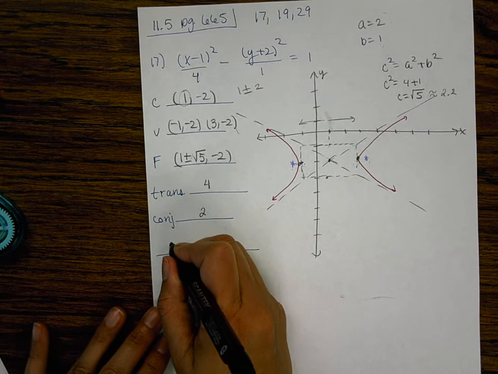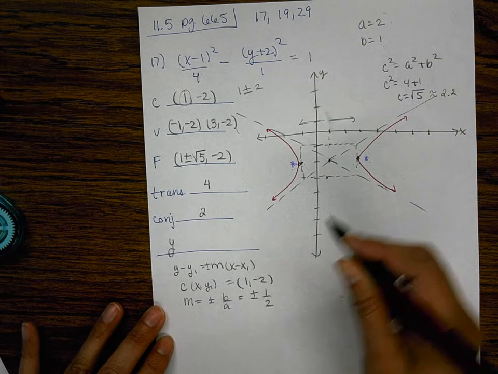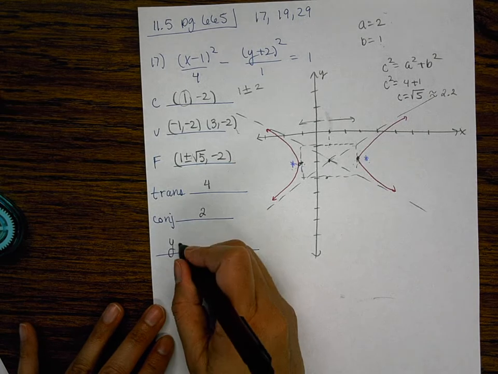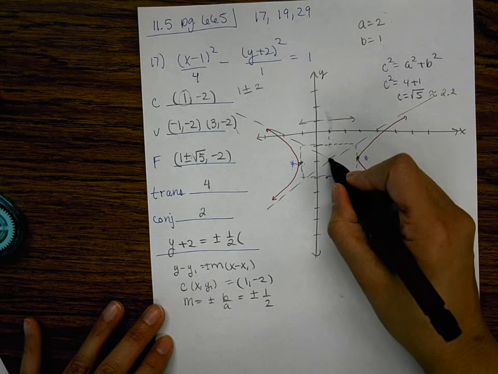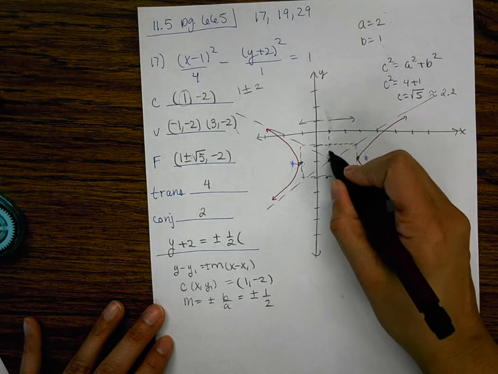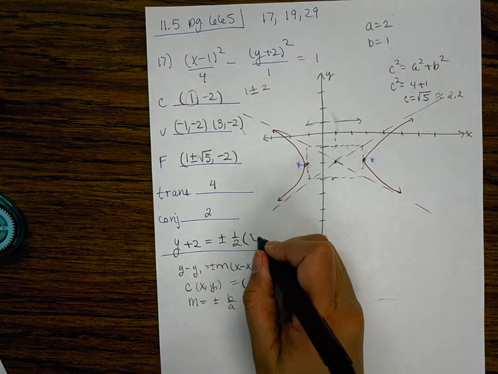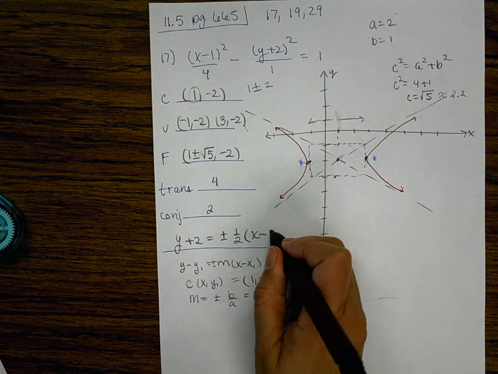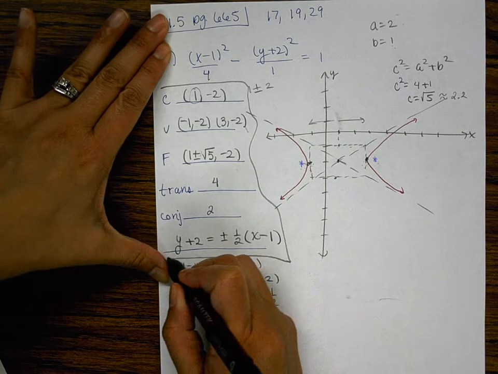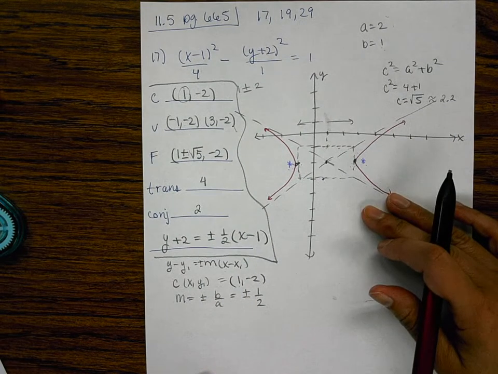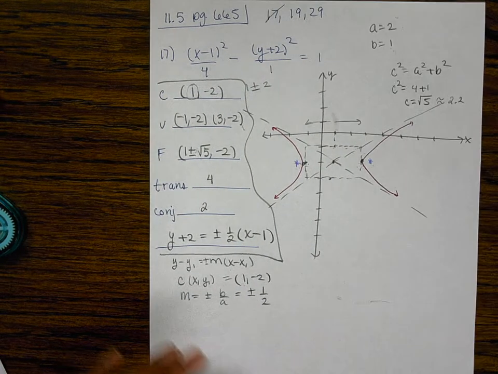Okay, so my center is what, 1, negative 2? So y minus negative 2, which would be plus 2, equals plus or minus 1/2. And I can see that here I went up 1 over 2. If I actually used my graph, I would end up with 1 over 2, which is plus or minus b over a. And then x minus 1. And that there is the equation of the asymptote. So this is all the information which you will be asked to fill in on the test. And then this is the graph. Okay, next one I'm going to do is number 19.